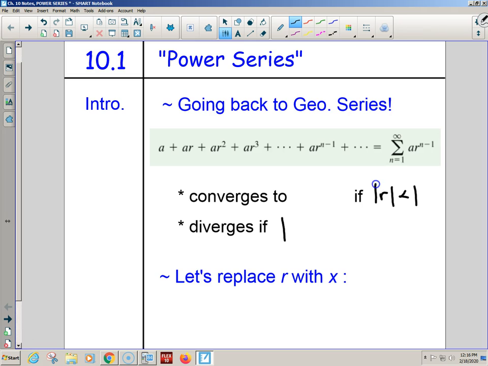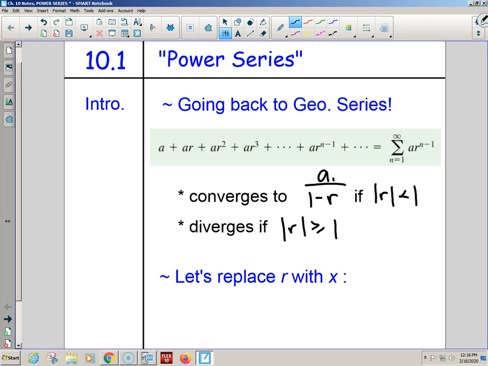And then it diverges if R is greater than or equal to 1. So outside, equal to 1 or beyond, equal to negative 1 or beyond. But what's the blank that's missing? Over 1. The sum of the infinite geometric series, if it converges, is the first term over 1 minus the R.